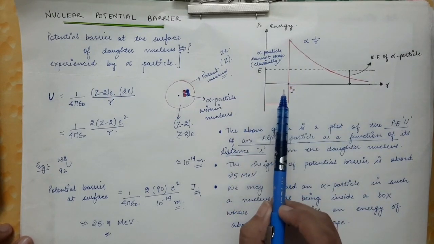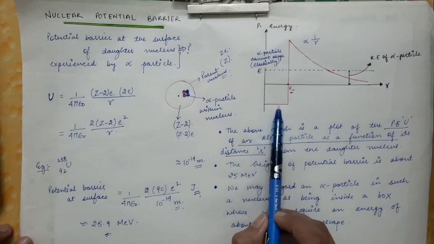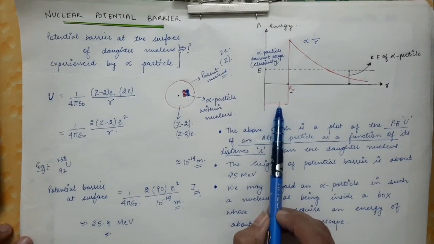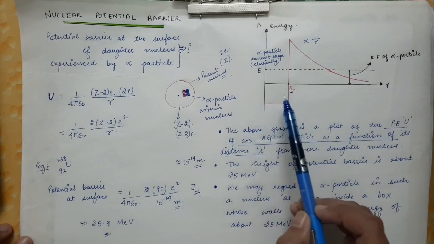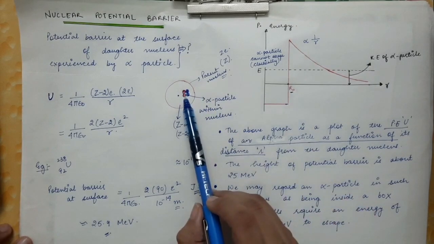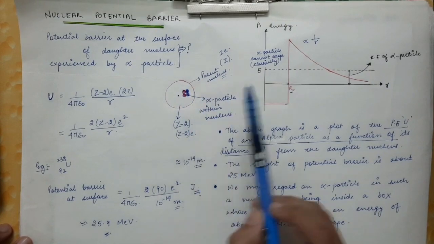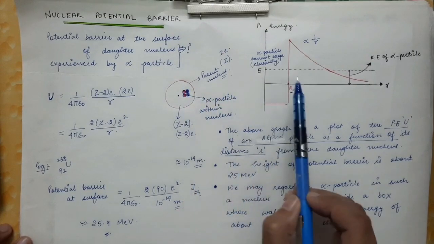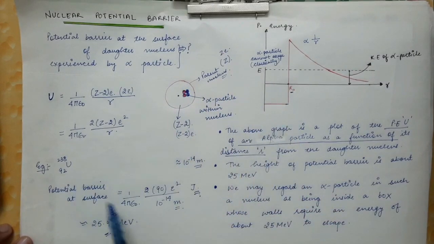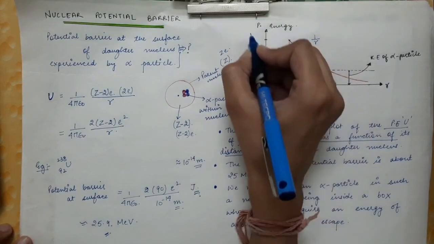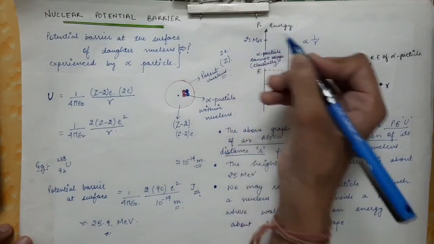and inside the nucleus it is assumed that there is a constant potential. So this is the constant potential experienced by the alpha particle inside the nucleus. When the alpha particle is at the surface of the nucleus, before it has been emitted, the potential we have just calculated in that case is about 25 mega electron volts. So this point corresponds to about 25 mega electron volt.